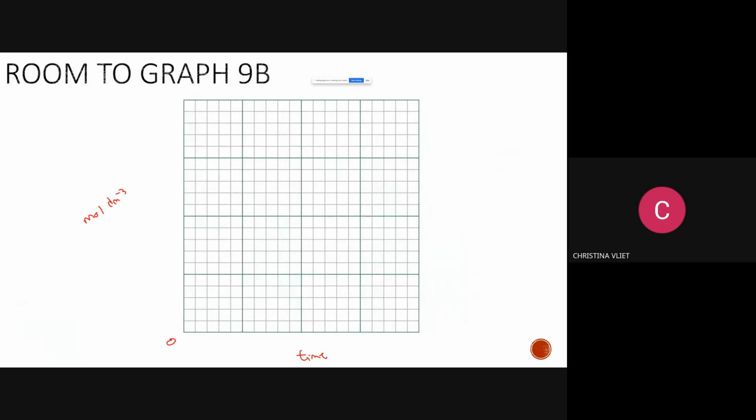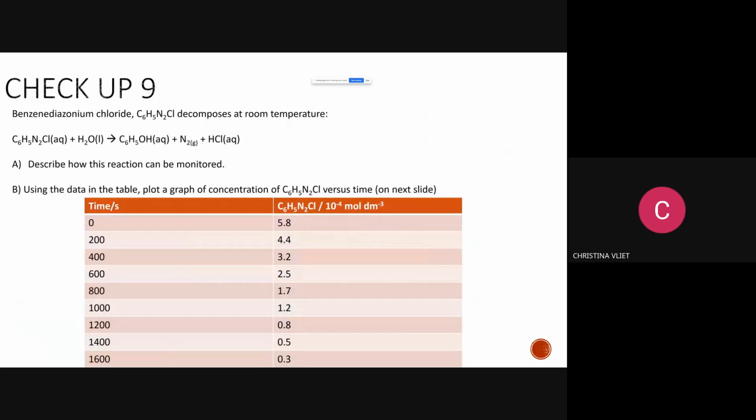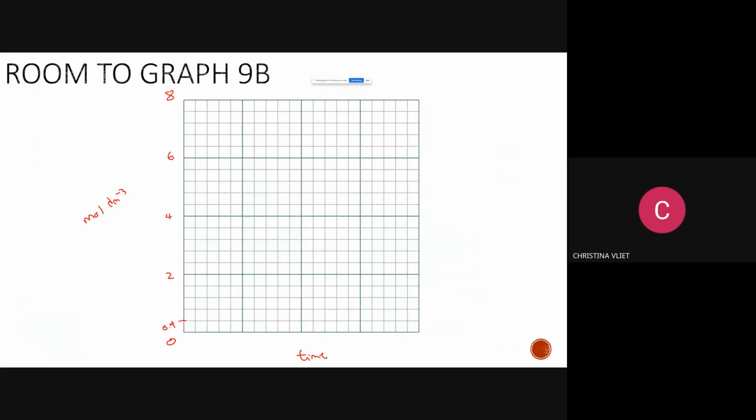On the concentration axis, I went 0, 2, 4, 6, 8. If you'll recall, you want to fill at least half your graph on both sides. So I went 0, 2, 4, 6, 8, where each of these lines represents 0.4, 0.8, 1.2, 1.6, and 2. And then on the time axis, I went to 2000. So this would be 0, 500, 1000, 1500, and 2000. And then you start graphing.